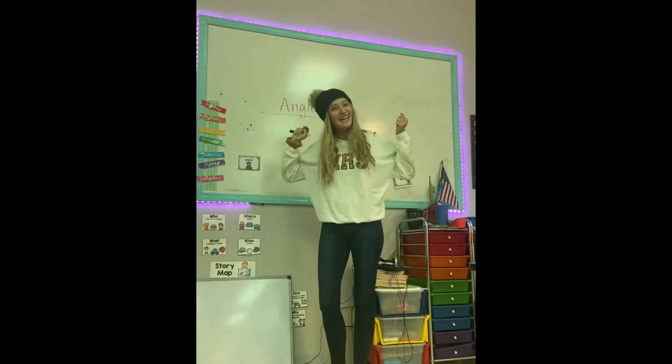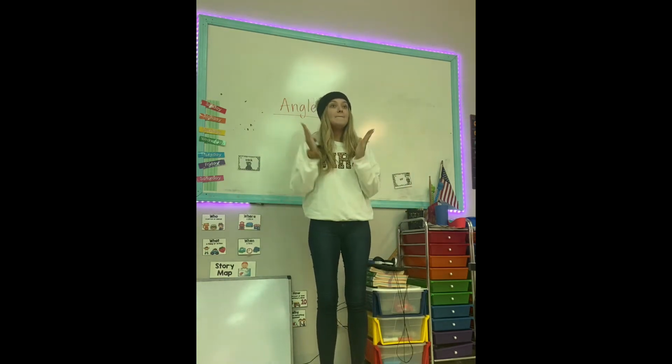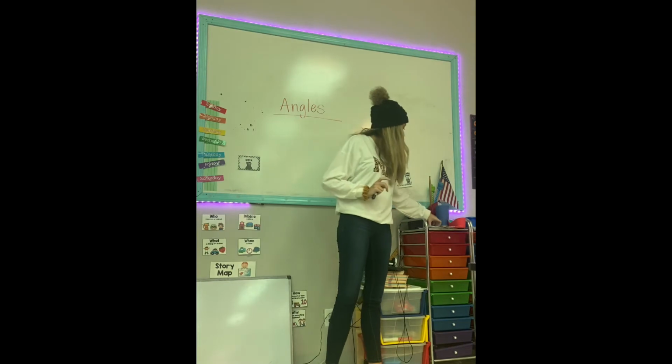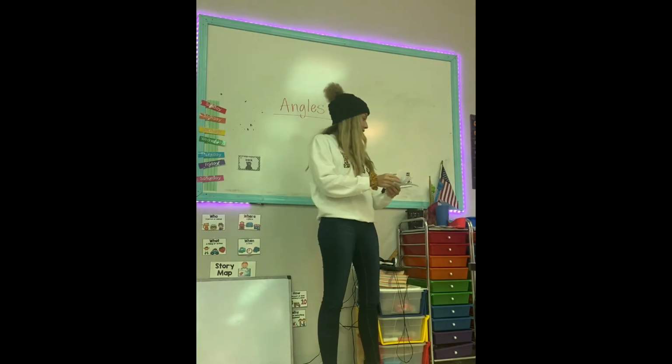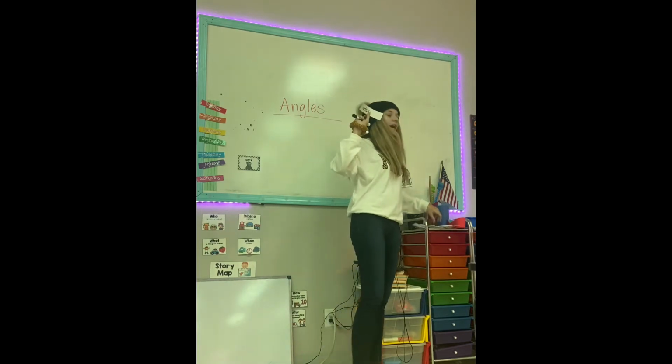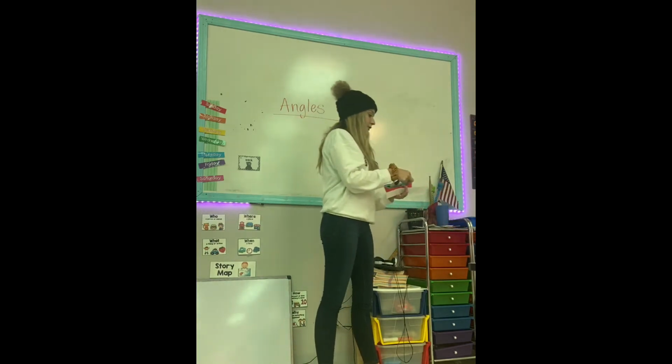Okay, good guesses. So an angle is two lines that meet at something called, let's get our vocab words out, a vertex. Two lines that meet at a vertex. That's a pretty hard new word, so we're going to talk about it.